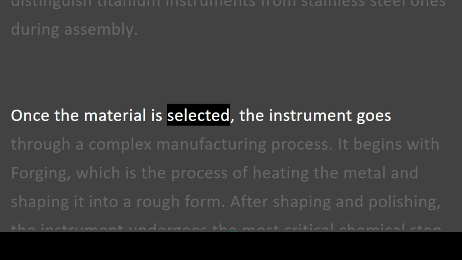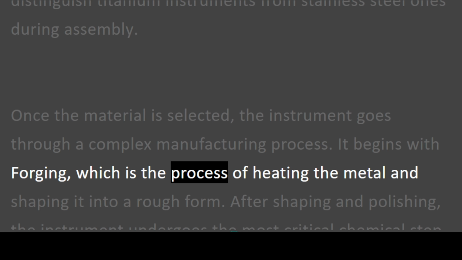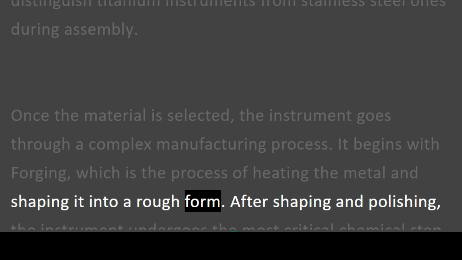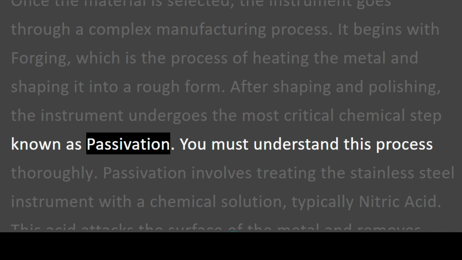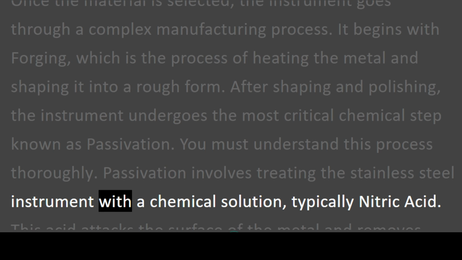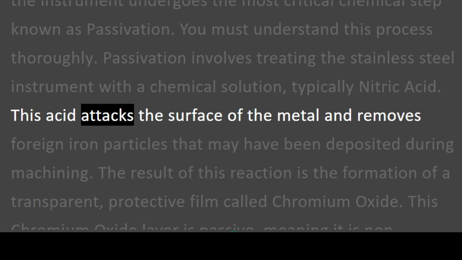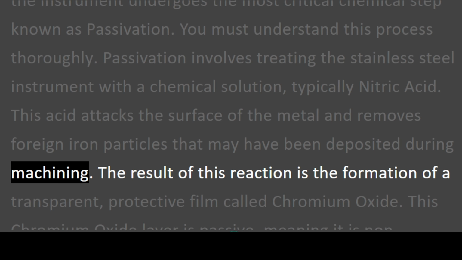Once the material is selected, the instrument goes through a complex manufacturing process. It begins with forging, which is the process of heating the metal and shaping it into a rough form. After shaping and polishing, the instrument undergoes the most critical chemical step known as passivation. You must understand this process thoroughly. Passivation involves treating the stainless steel instrument with a chemical solution, typically nitric acid. This acid attacks the surface of the metal and removes foreign iron particles that may have been deposited during machining.